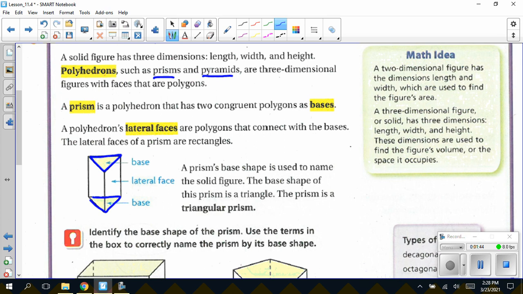Remember, all prisms have two bases, and those names come from the base shape. So because my base shape is a triangle, it is a triangular prism. And the polygons that connect those two triangles, which are called the lateral faces, those are always going to be rectangles. So the very first prism that we are talking about is the triangular prism. Again, two triangle bases and then three rectangular lateral faces.